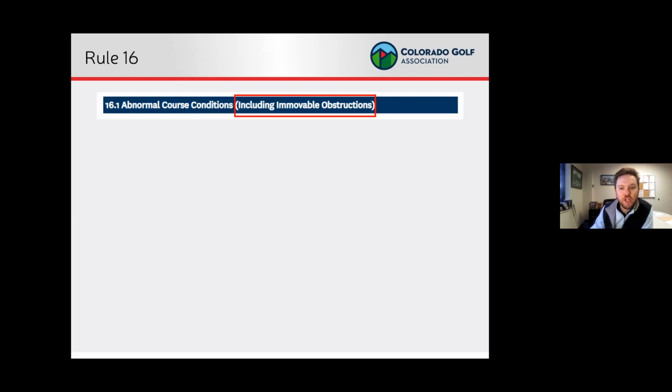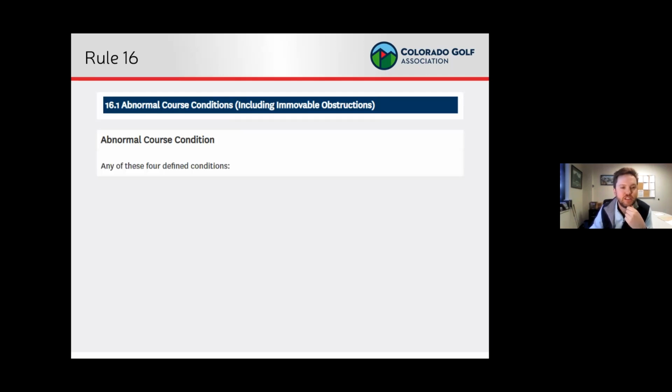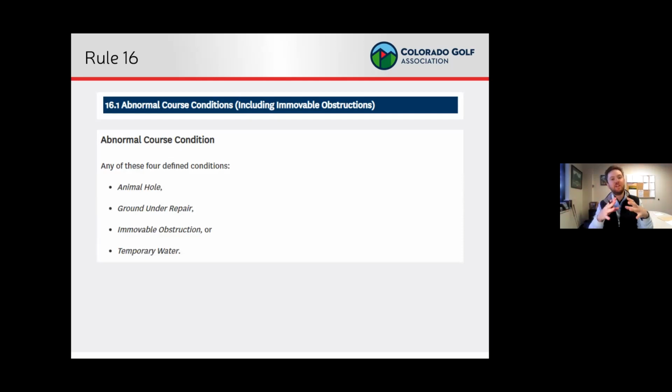So let's go ahead and look at, well, what is an abnormal course condition? Right out of the gate, before we get into the rule, we're going to spend some time in the definitions here and see what this actually is. Because again, the rule says here's what they are, but we're going to look at it a little bit deeper in the definition and really get into what each abnormal course condition is. An abnormal course condition is any of these four defined conditions. It's an animal hole, a ground under repair, an immovable obstruction, and temporary water. So all of these four things are collected as an abnormal course condition.